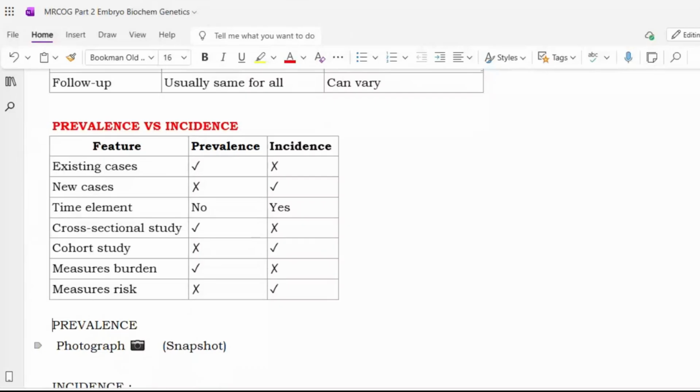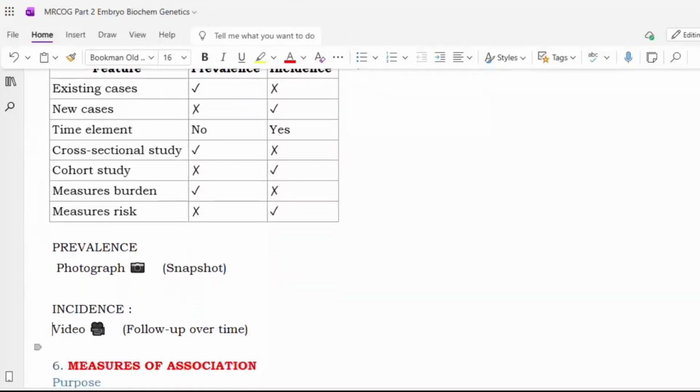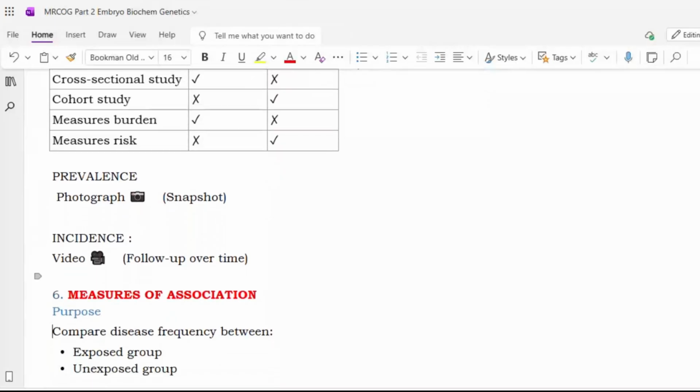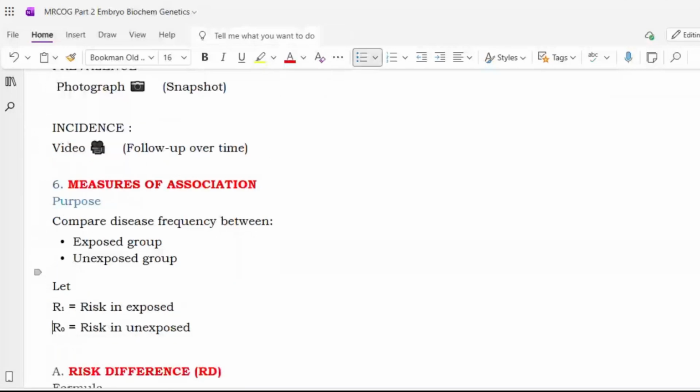Prevalence is actually a photograph or snapshot, while incidence is like taking a video over a period of time. So there is a follow-up over a period of time. That is just for the understanding purpose.